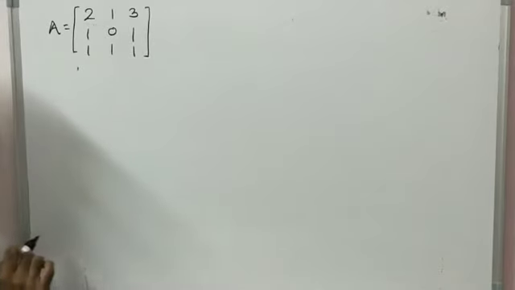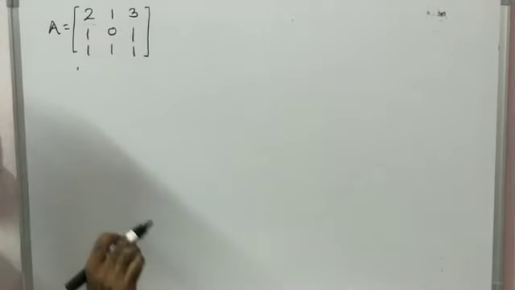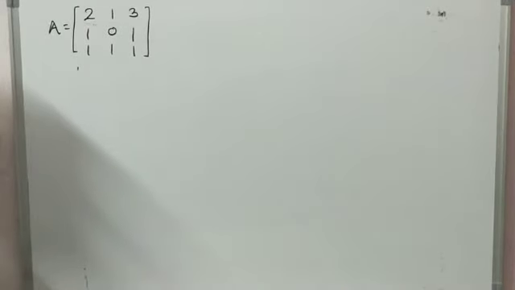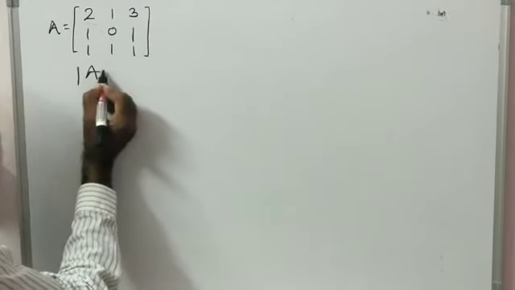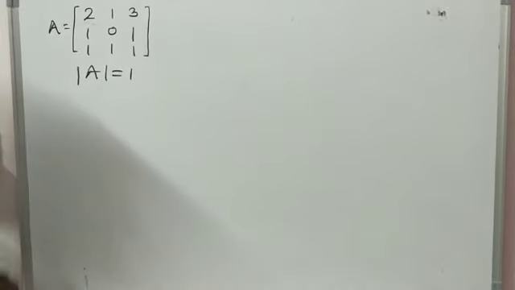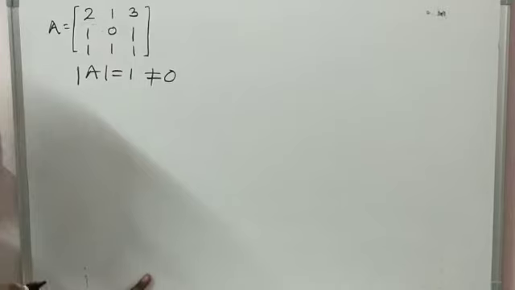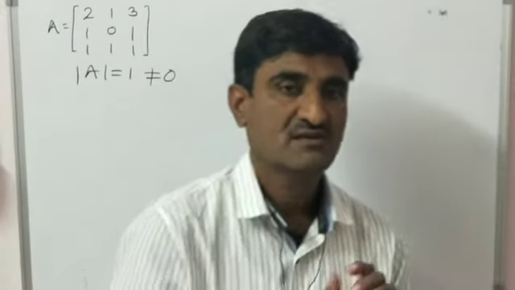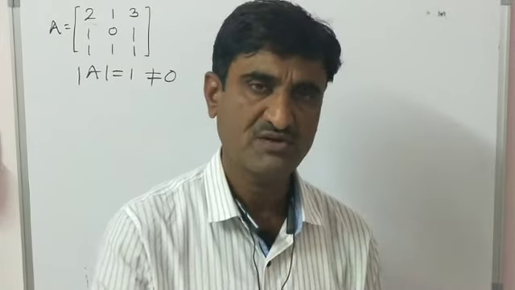First decide whether it is singular or not singular. Here we find the value of the matrix by converting into a determinant, and we find the value of matrix A is 1, which is not equal to 0, meaning it is a non-singular matrix. The inverse exists. Now start to find the inverse. There are steps in finding the inverse. One by one we follow them and find the inverse.